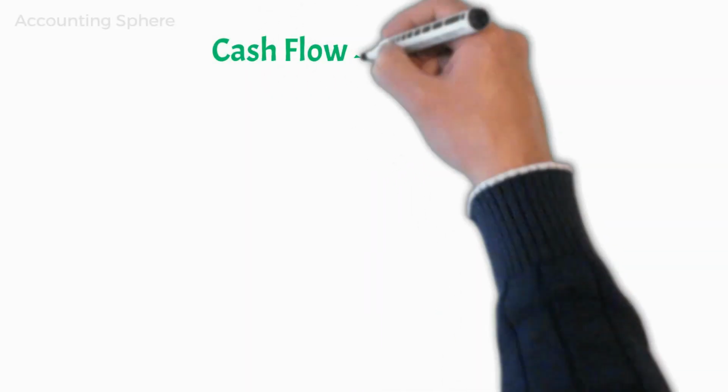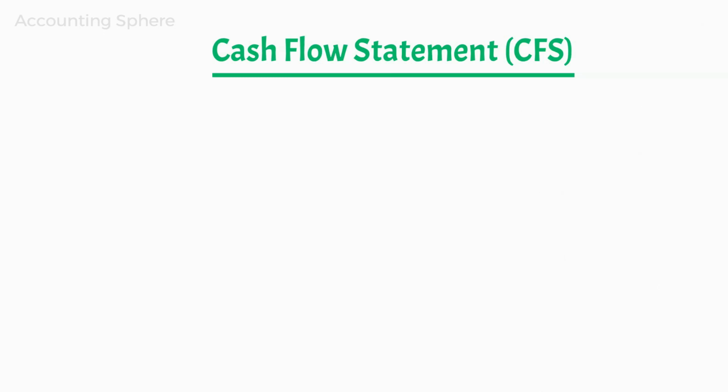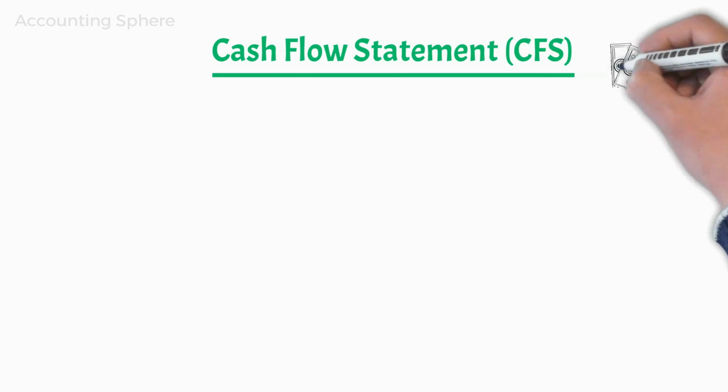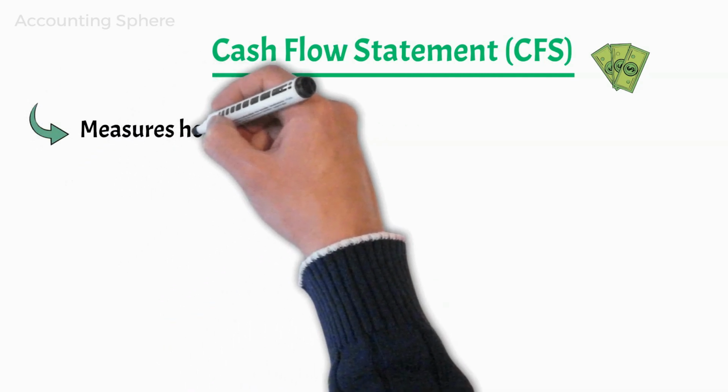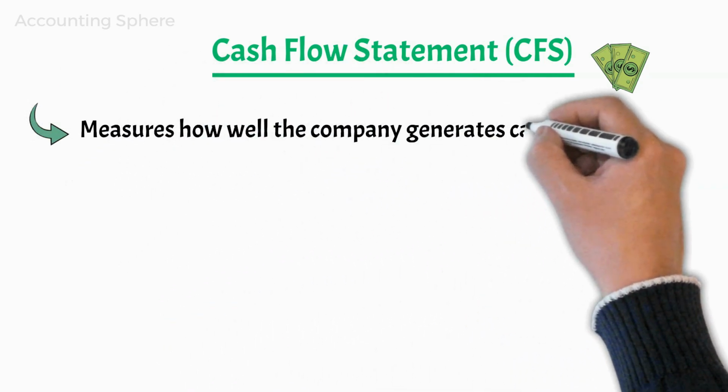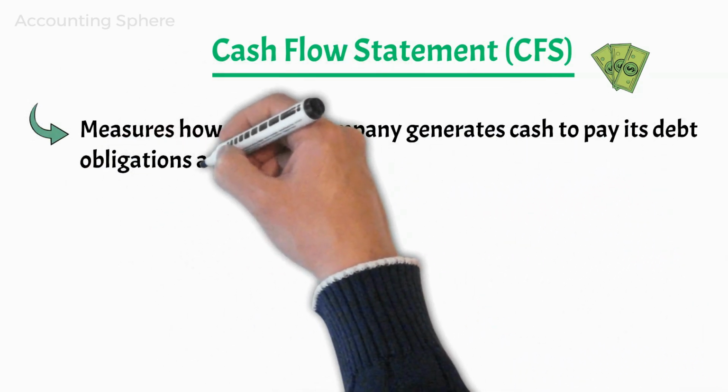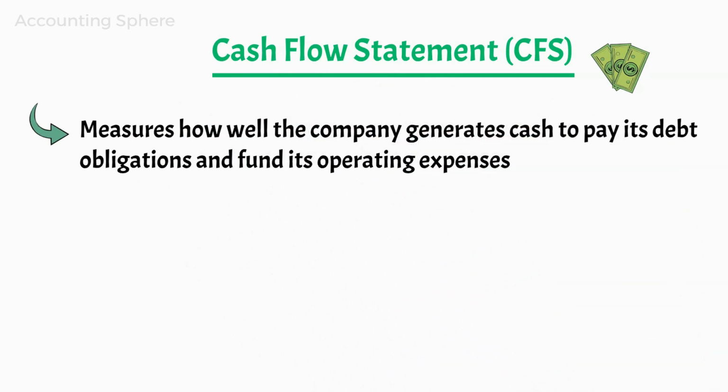The cash flow statement, also named as CFS, measures how well a company manages its cash position, meaning how well the company generates cash to pay its debt obligations and fund its operating expenses. This statement displays how the cash amount of the company has evolved during the time period specified in the statement's headline.